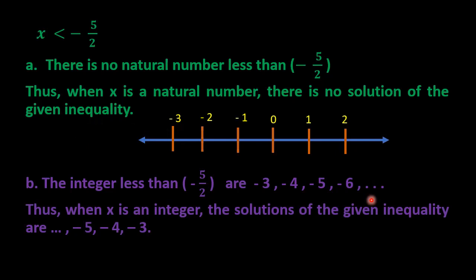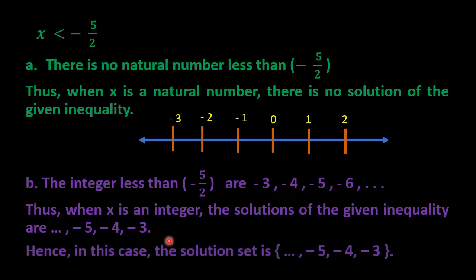Thus, when x is an integer, the solutions of the given inequality are, here I have just written them in the opposite order. According to the number line, it will be dot dot dot, minus 5, minus 4, minus 3. Whether we write it in this way or that way, both are the same. Hence, in this case, when x is an integer, the solution set is minus 3, minus 4, minus 5, and dot dot dot, which represents more negative integers.